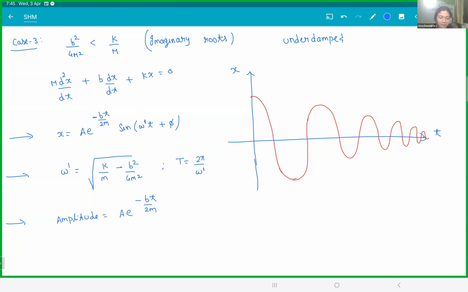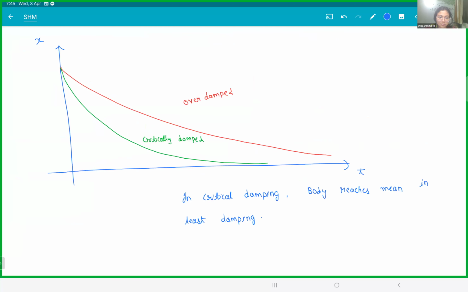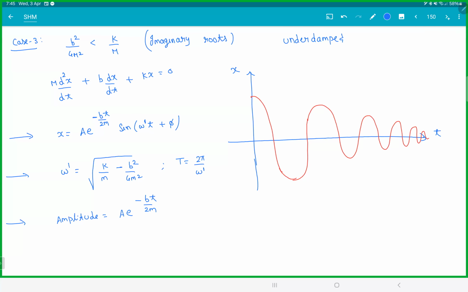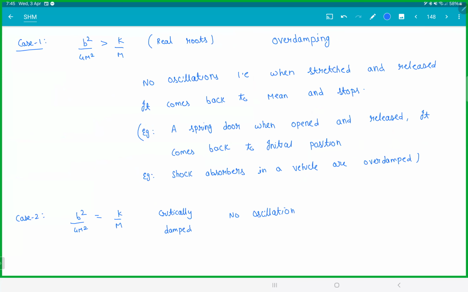We can go back. One more. Previous one. Did everyone get the meaning of over damping and under damping? Not. Can you give me a case of under damping?